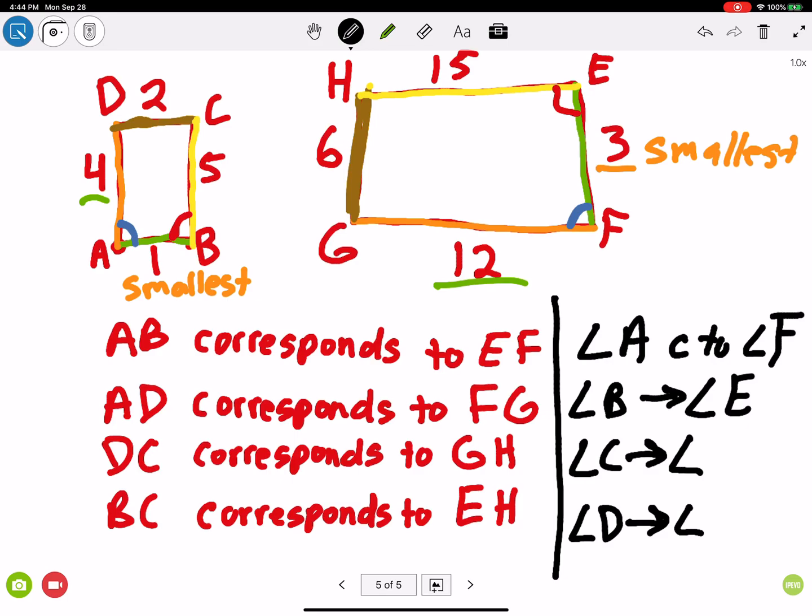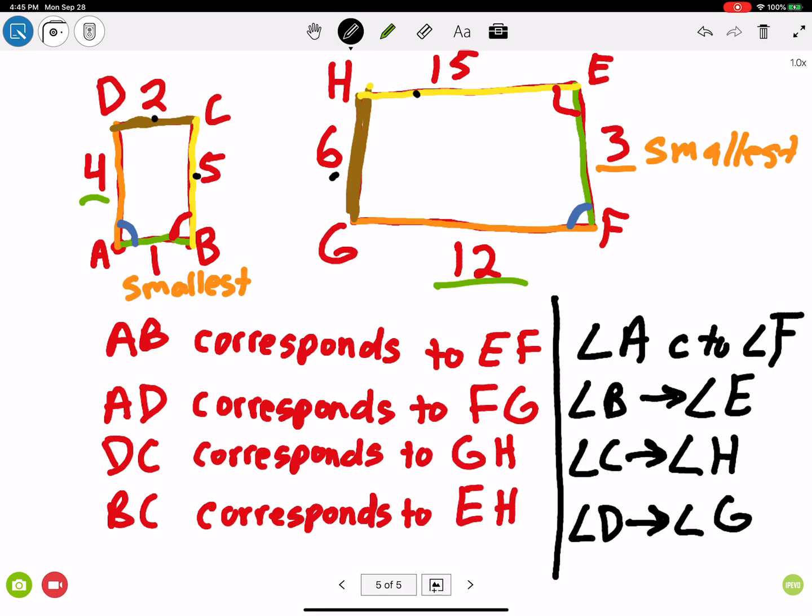C corresponds to, I've got the second smallest and the largest. So here's the second smallest and the largest. So angle H. And then finally, angle D corresponds to angle G.